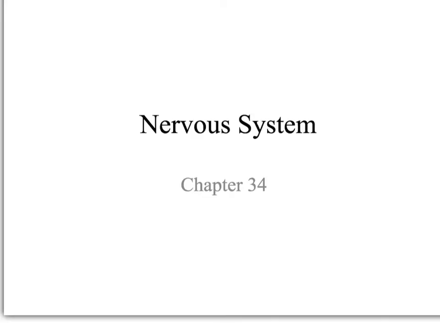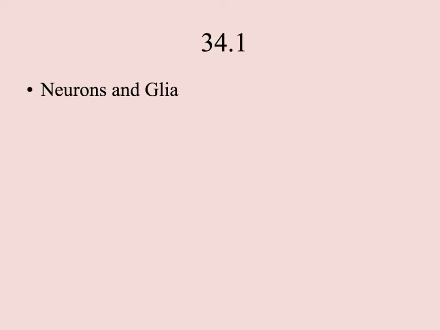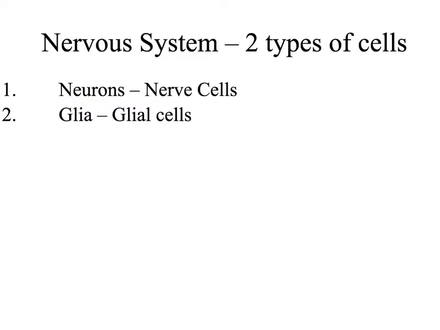All right, this is the podcast for AP Biology. This is on the nervous system, chapter 34. In the first section, we're going to learn about neurons and glial cells. And those are the two types of cells in the nervous system: neurons, which are nerve cells, and glia, which are the glial cells.